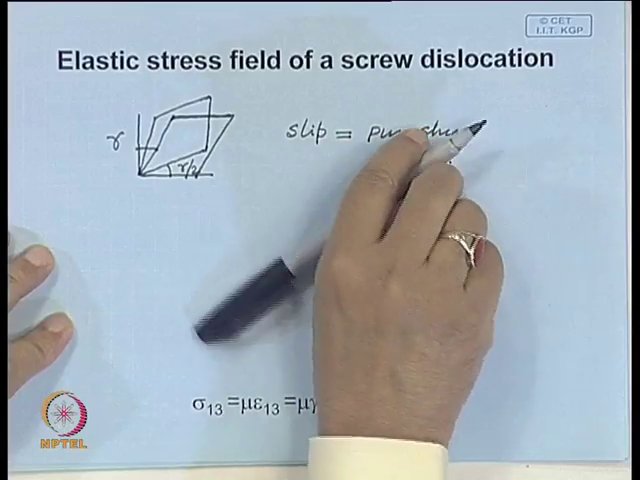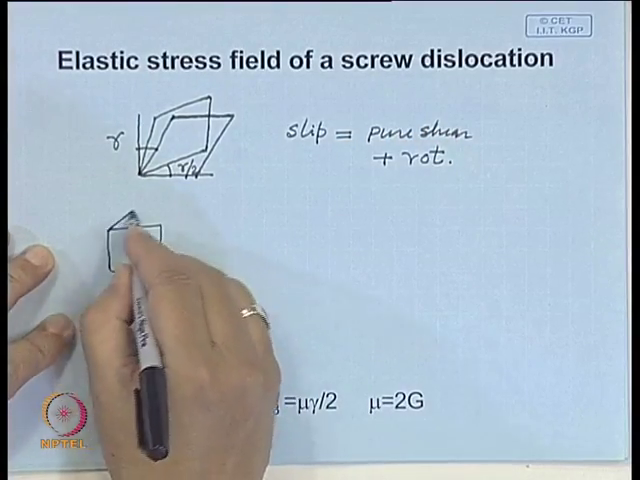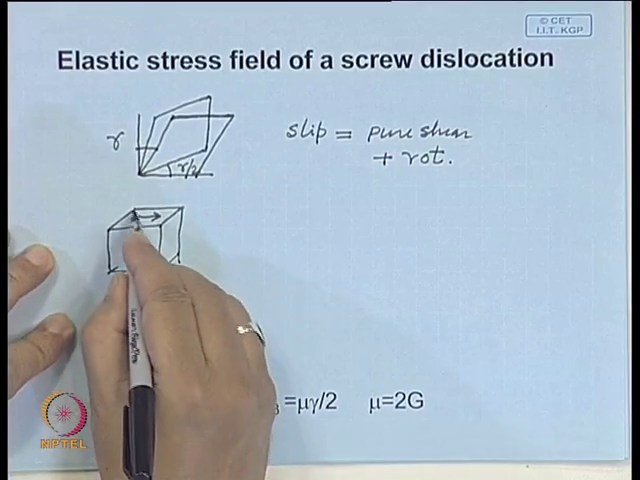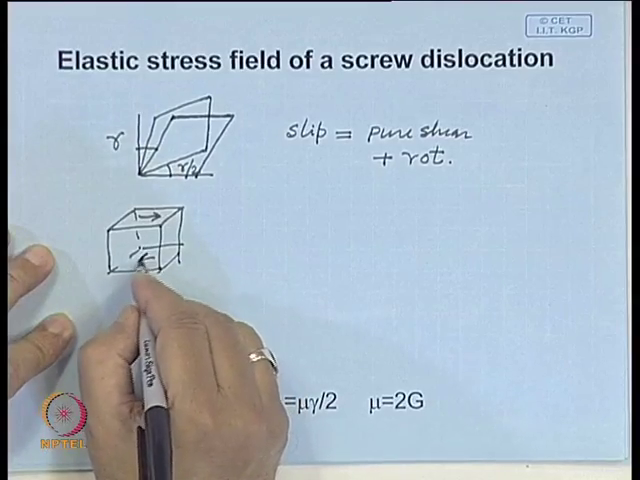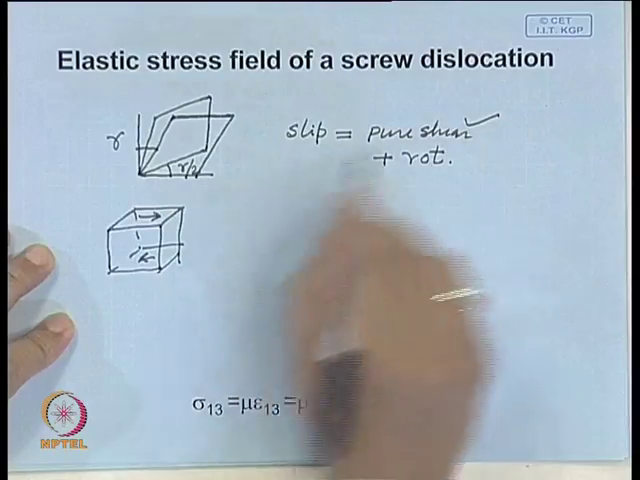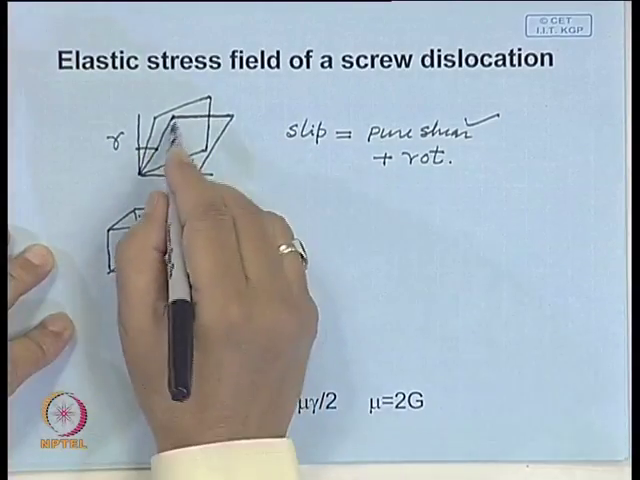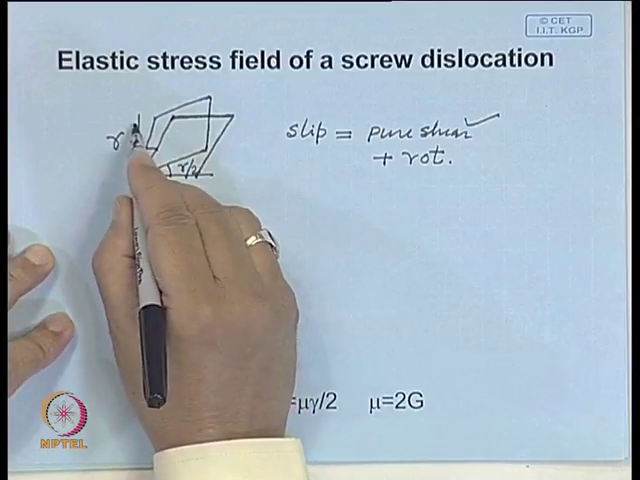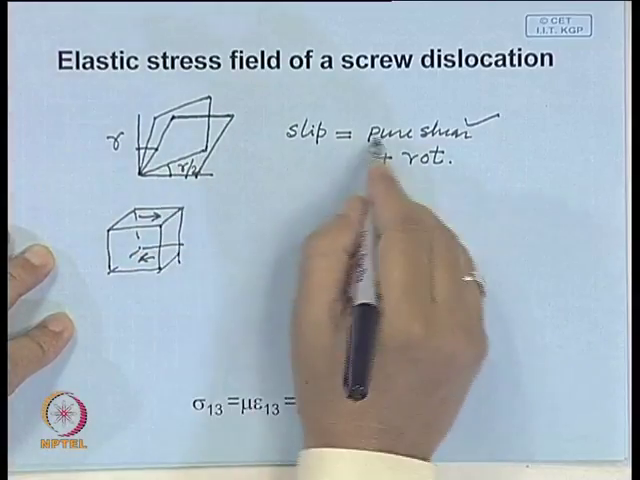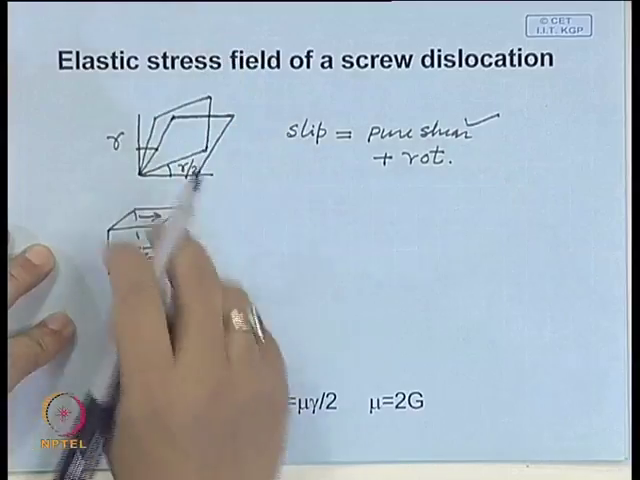So, whatever stress you are applying on the crystal, say here you are applying a shear stress, part of this shear stress is used in changing the shape of the crystal. That means, here the shape has changed from, let us say, a square to a parallelogram, and a part of this shear stress is used in rotating the crystal.